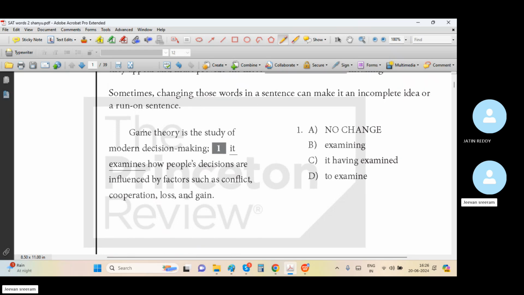Game theory is the study of modern decision making. It examines how people's decisions are influenced by factors such as conflict, cooperation, loss, and gain. Okay, which option is correct? No change. No change. So we have a semicolon.